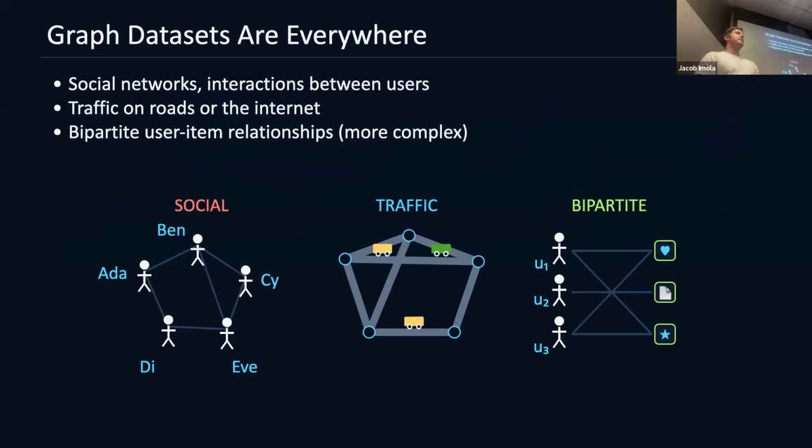So I'm going to be talking about graph privacy a lot today. The motivation is that graph data sets are everywhere. Graph data sets can come from a social network where you have interactions between users. It could also be traffic on roads or internet traffic. Or it could be bipartite graphs where you have a set of users, a set of items, and edges form when a user likes an item.